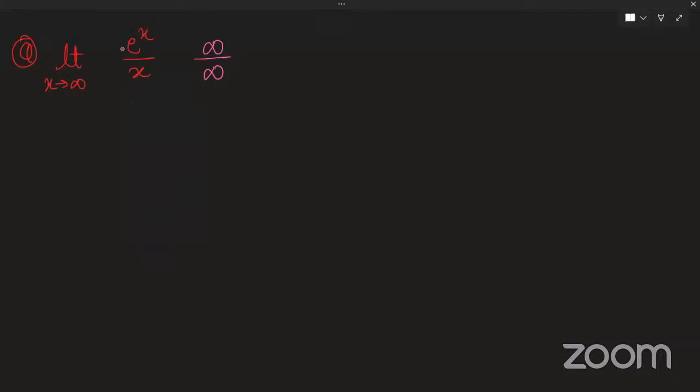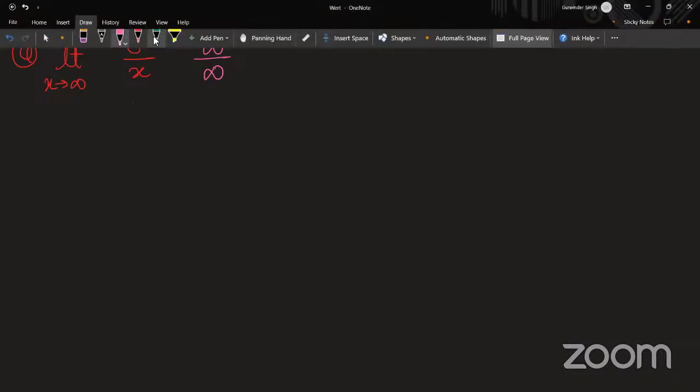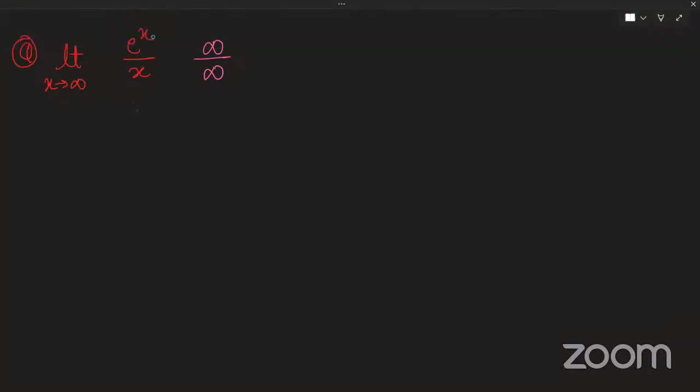Obviously e raised to x is an exponential function. It is not a polynomial function. So if we have e raised to x in the numerator and a polynomial in the denominator, I guess we can go for L'Hopital's rule. Can we apply L'Hopital's rule over here? Yes, sir. Yeah, we can go for L'Hopital's rule.